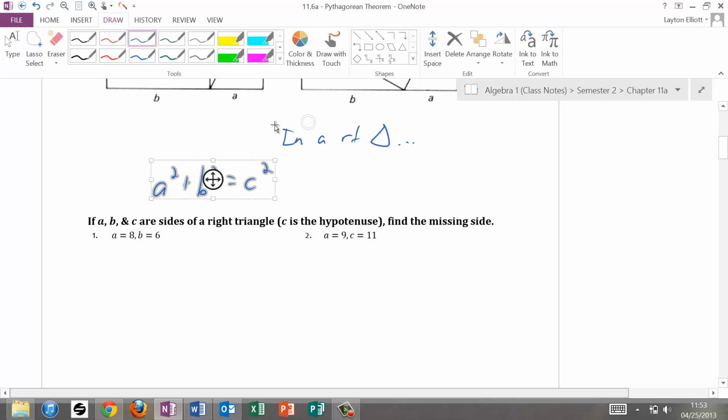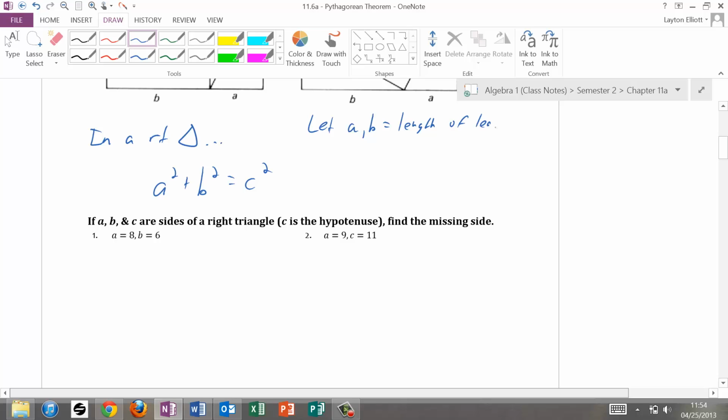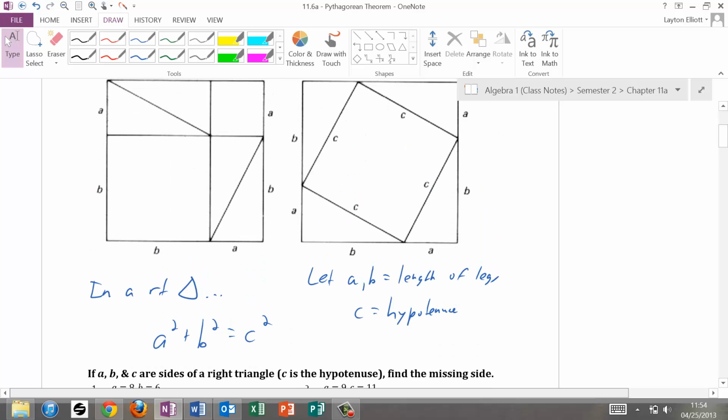And furthermore, if we're going to be perfectly correct, we have to define what a, b, and c are. Which means that if we say let a and b equal lengths of legs, in other words, a and b are the legs of the triangle, and c is equal to the hypotenuse, or the length of the hypotenuse. So if I kind of pulled a little triangle out here, it's a random triangle, the hypotenuse is another way of saying the longest side. Every triangle has one side that's going to be longest.